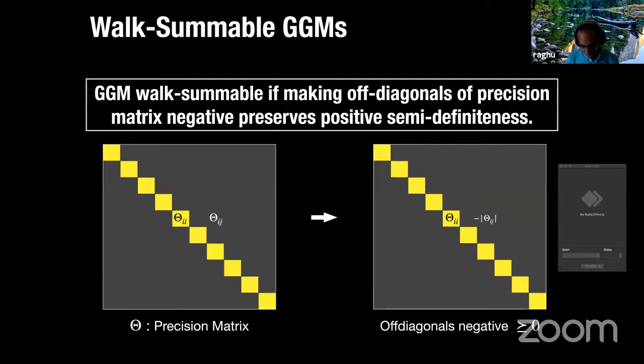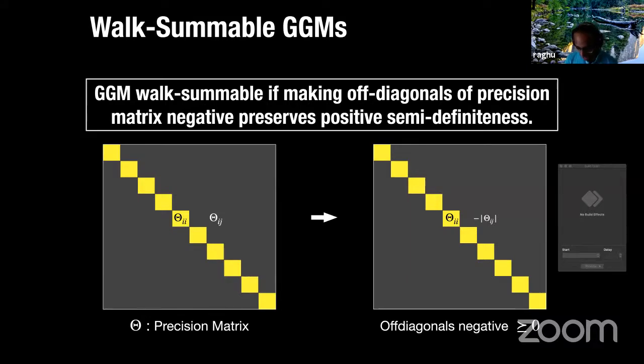All right, so the second, more general class of models that we'll look at are walk-summable Gaussian graphical models. This is a bit of an algebraic condition and says the following. A precision matrix, theta, is walk-summable if the following holds. You start with your precision matrix, and you now look at a new matrix where you make all the off-diagonal entries negative. So you replace each entry theta ij with the negative of the absolute value of theta ij. By definition of a Gaussian distribution, the original precision matrix has to be positive semi-definite. And what we need for the matrix to be walk-summable is that this transformation preserve positive semi-definiteness. So when I make all the off-diagonal entries negative, you want the matrix to still be positive semi-definite. And when that holds, you call it walk-summable.